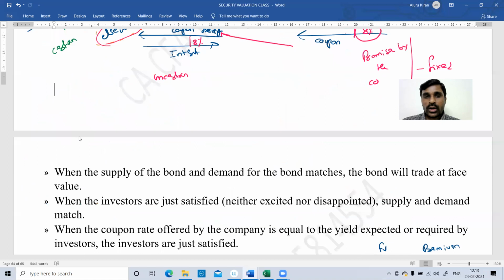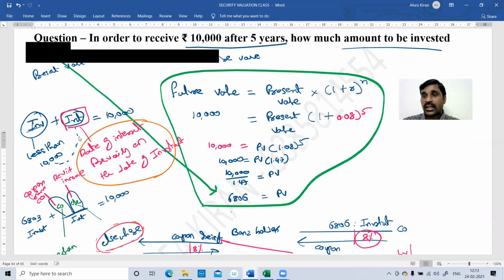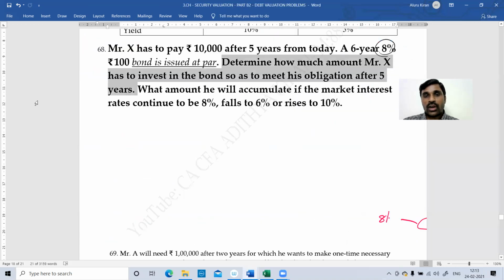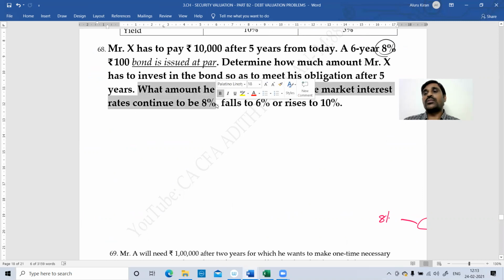Look at this. I'll explain. First we'll do the calculation, then I'll explain the logic behind it. He wants 5,000 after 5 years. What amount will he accumulate if the market interest rates continue to be 8%? That means the prevailing yield is not changed. Therefore, no risk. Definitely he meets his requirements.